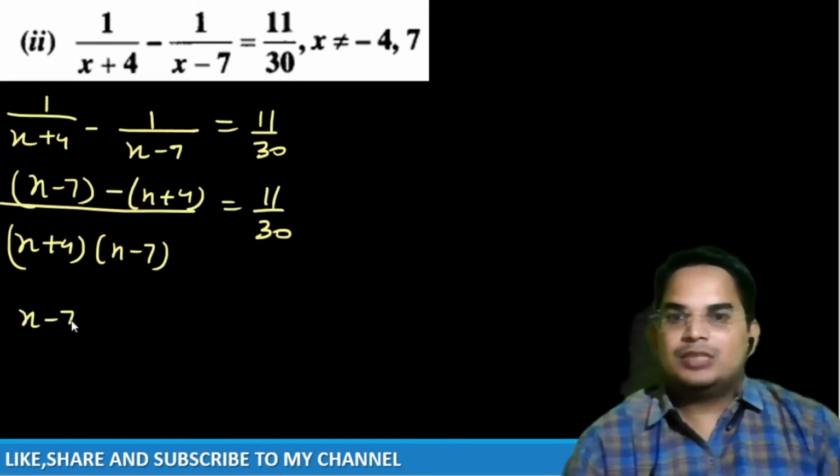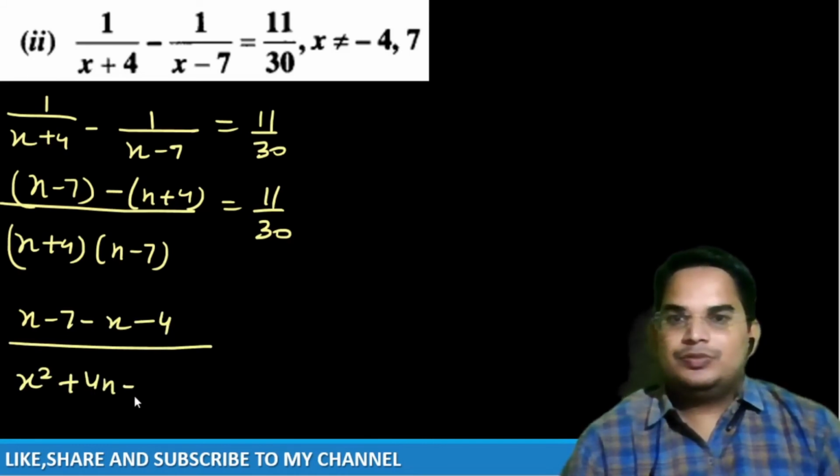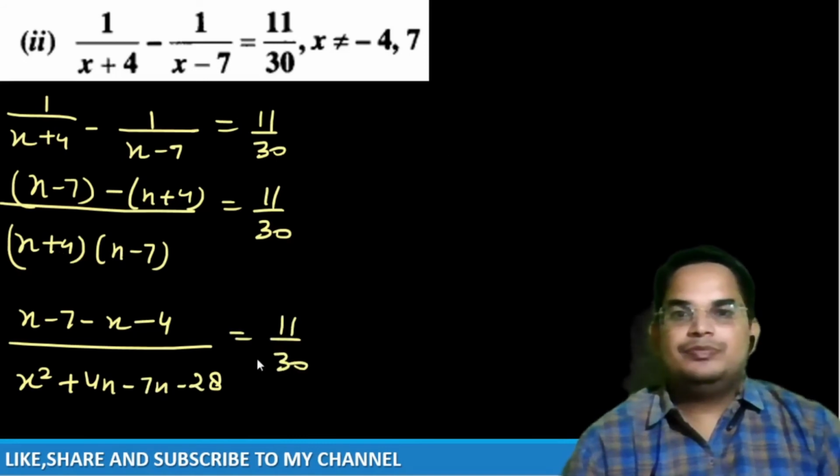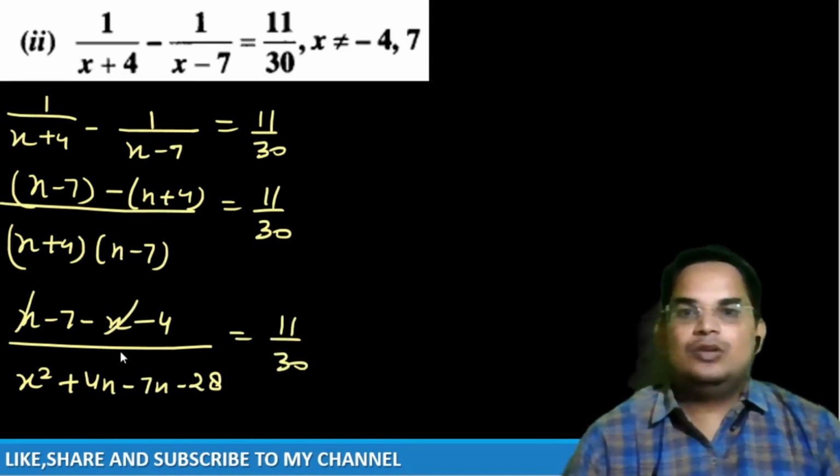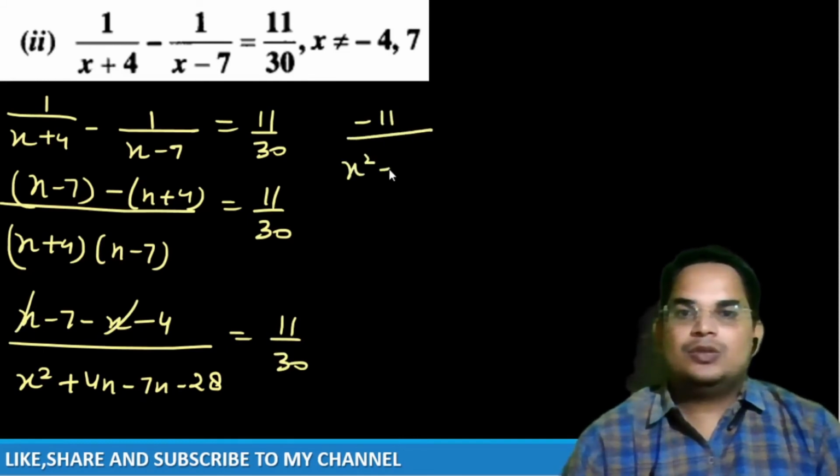Now this is the x minus 7 minus x minus 4 upon, do the multiply, it becomes x square plus 4x, correct, x square then 4x then minus 7x then 7 4s are 28, is equal to 11 upon 30. Now x and x cancel out, it becomes 7 and 4 minus 11, minus 11 upon x square plus 4x minus 7x, minus 3x minus 28, is equal to 11 upon 30.